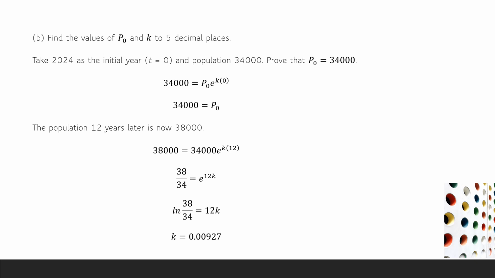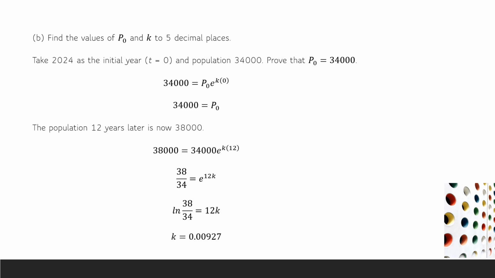Our other part of the question said that 12 years later, the population is now 38,000. So we get 38,000 equals 34,000 e to the k12. So divide by the 34,000, and you get 38 over 34. We could simplify that to 19 over 17, but when you're using logs, it doesn't matter. So e to the 12k.